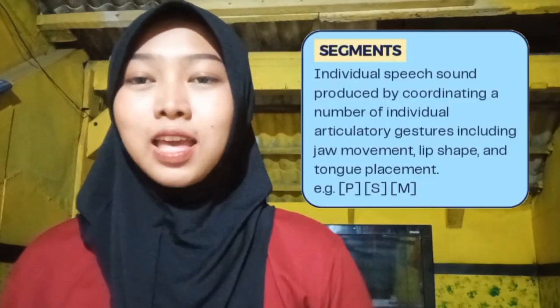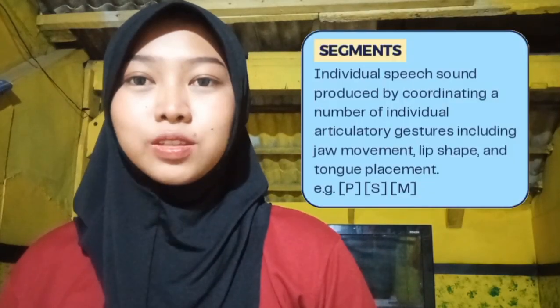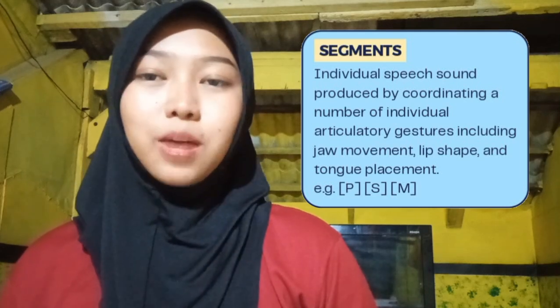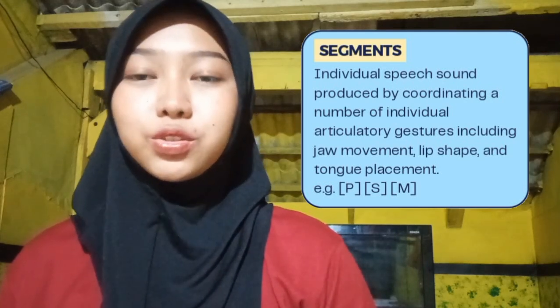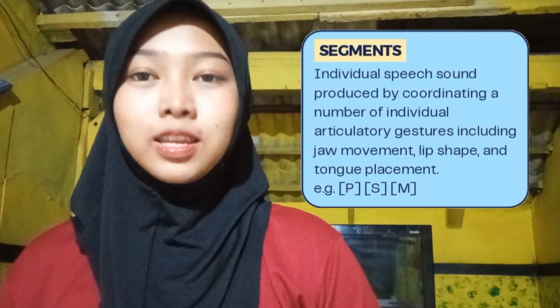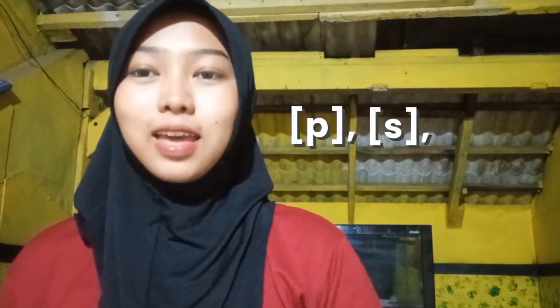The IPA represents speech in the form of segments, the individual speech sounds or phones, produced by coordinating a number of individual articulatory gestures, including jaw movement, lip shape, and tongue position. For example, P, S, and M. Now that we know the basics of phonetics, we can explore what it involves. We are going to talk about the sound classes.